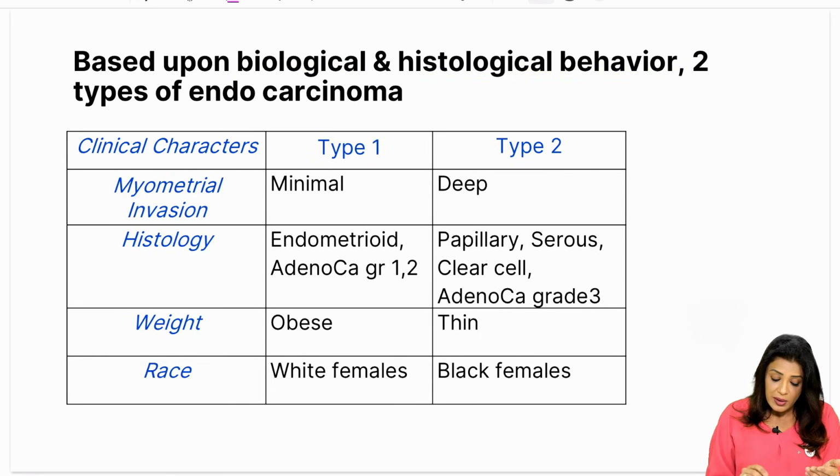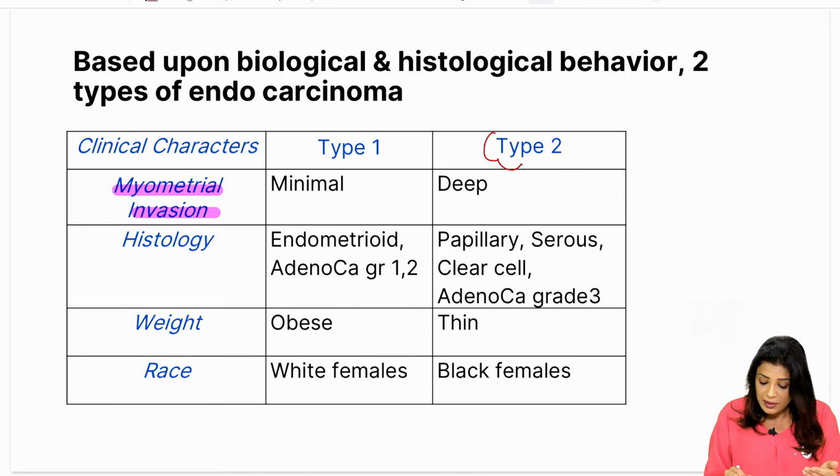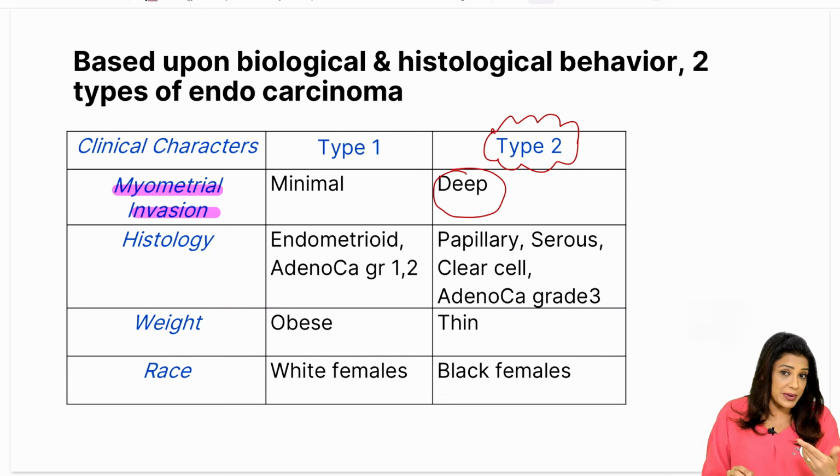Okay. Now, coming to the myometrial invasion, this will be minimal. Now, we know that these are the bad ones, the type 2 is the bad one, it has a bad prognosis. So, obviously, the invasion of myometrium will be deeper in type 2 as compared to type 1.